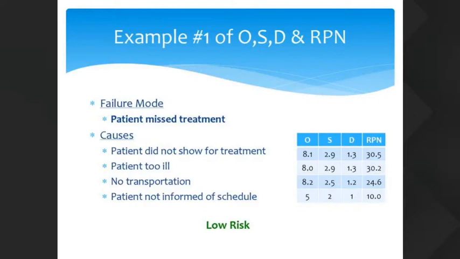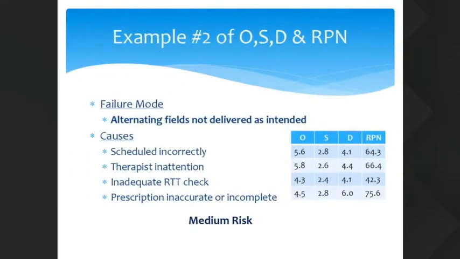The next group represents medium risk: alternating fields not delivered as intended. You see a little bit more of a variety now in the RPN numbers. Scheduled incorrectly, therapist inattention, inadequate RTT check, and prescription inaccurate or incomplete. The RPN number for prescription inaccurate or incomplete was higher, and the inadequate RTT check was much lower. You can see severity stayed about the same.